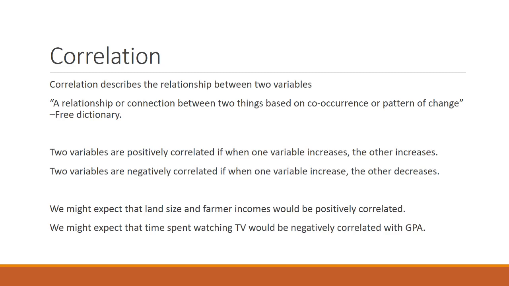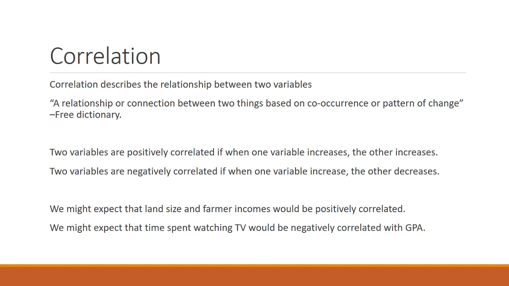So for example, we might expect that land size and farmer incomes would be positively correlated. That means as farmers have more land, they also tend to have more income. They're positively correlated. That might be important for us. We might want to know how land is related to incomes. If farmers that have more land have more income, that might influence our design of policy.